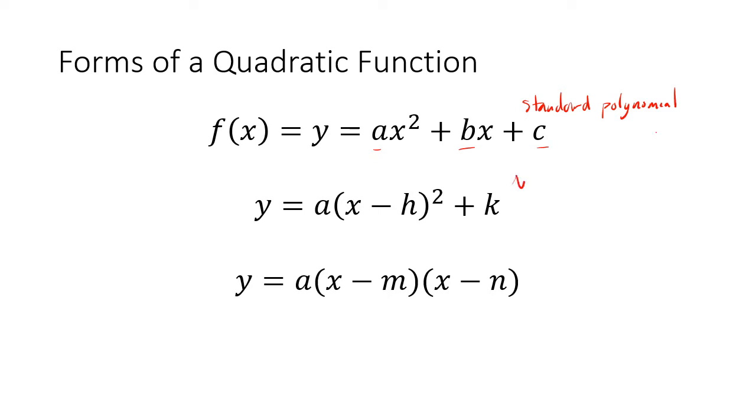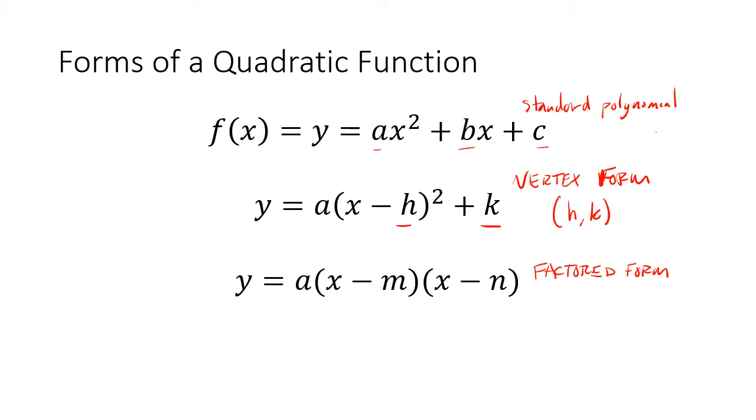This one here is called vertex form. And what vertex form is good for, you might have guessed, is finding the vertex. The vertex here is just h comma k. It's literally this comma this. So if you're given a quadratic equation in this form, you can immediately identify what the vertex is, which is awesome. And then the third form here is called, shoot, I think it's called factored form. I could be off on that.